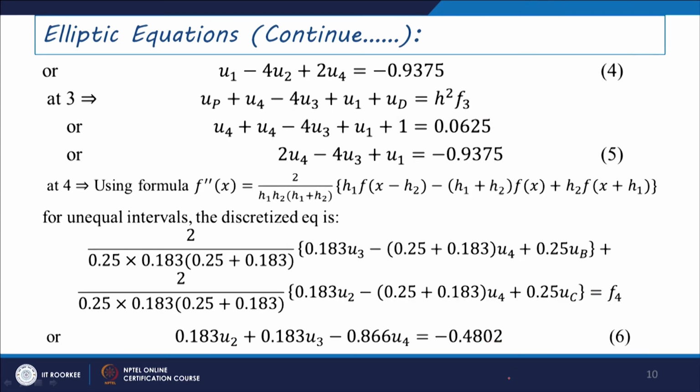Similarly, if you find this point at 3, you can write up, since p is the point along this previous plane. So up plus u4 minus 4 u3 plus u1 plus ud equals h square f3 here. Then if you put all these values, up equals u4 by symmetry, so u4 plus u4 minus 4 u3 plus u1 plus ud. Along the boundary it is defined as u equals 1 there. So this can be written in the form 2 u4 minus 4 u3 plus u1 equals minus 0.9375 here.